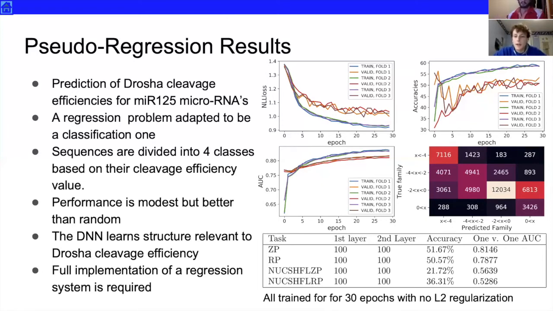But we do see that in the confusion of this classification problem, it's confusing the model in some way.